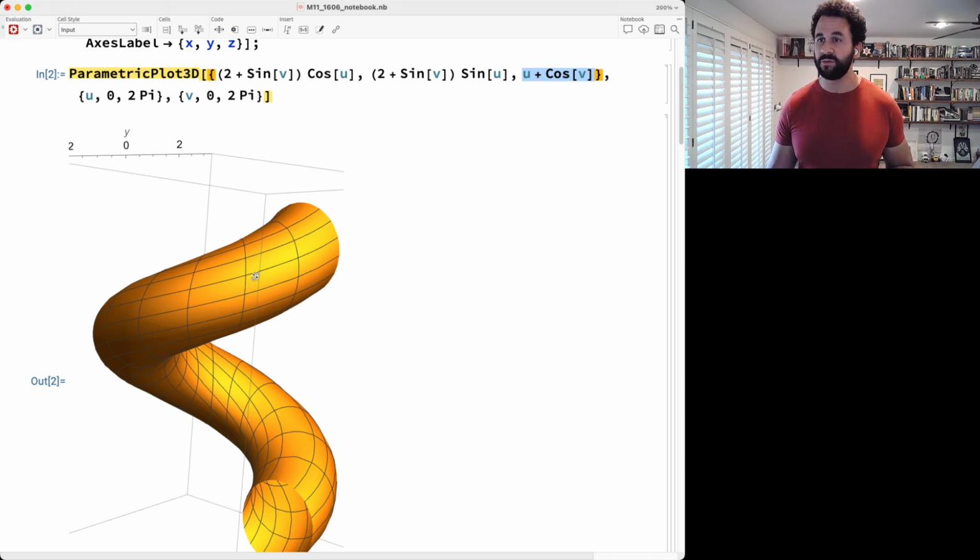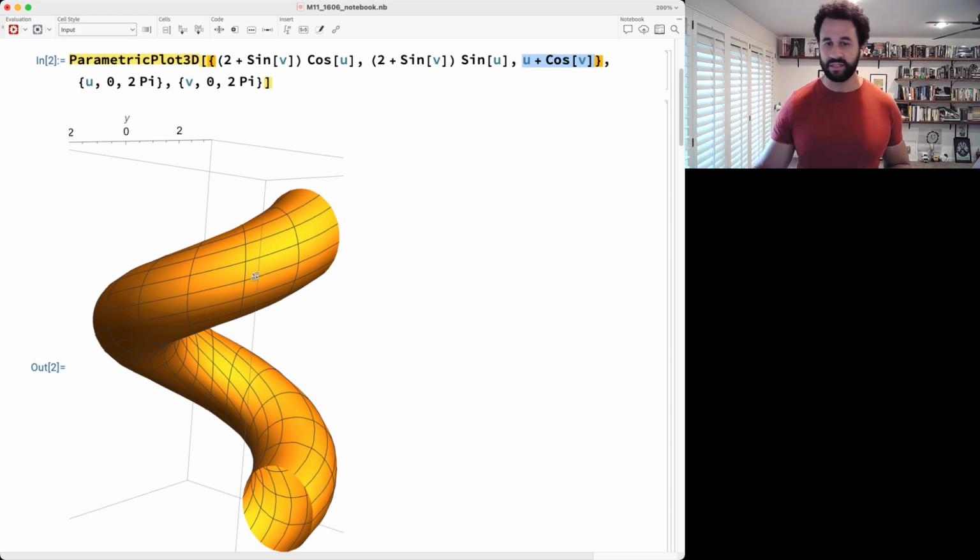So mess around with that some more if you'd like. You can get this on Canvas as well, or you can just open up Mathematica and put this in yourself. But let's get back to the slides.